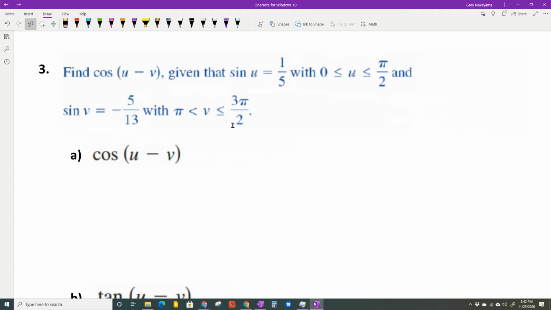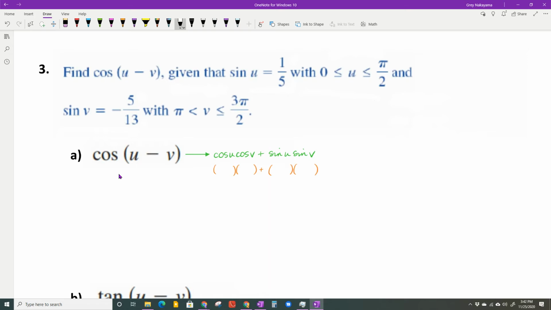So the first thing, part A, says find the cosine of u minus v. Okay, well, if I'm going to find the cosine of u minus v, that is my cosine difference. So I'm just going to apply the formula, which is cosine of the first angle, cosine of the second, plus sine of the first, sine of the second. And my next step is to actually evaluate that.